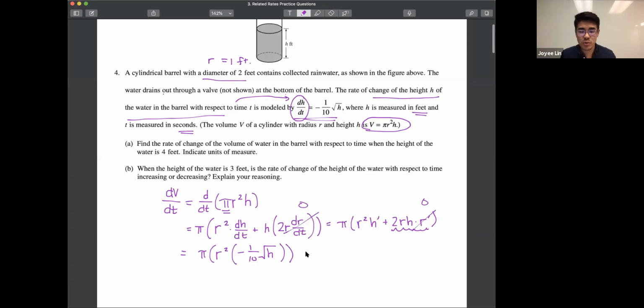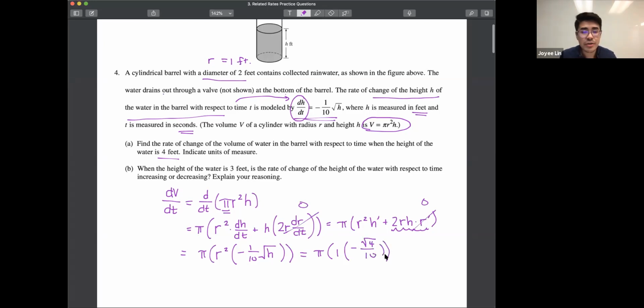And then we can go ahead and plug in the numbers that we're given, right? We know that our radius is 1. So we plug in 1, so pi times 1 squared. And then we know that our height is 4. So it's 1 squared times negative, square root of 4 is 2, I'll just write square root of 4 though, over 10.